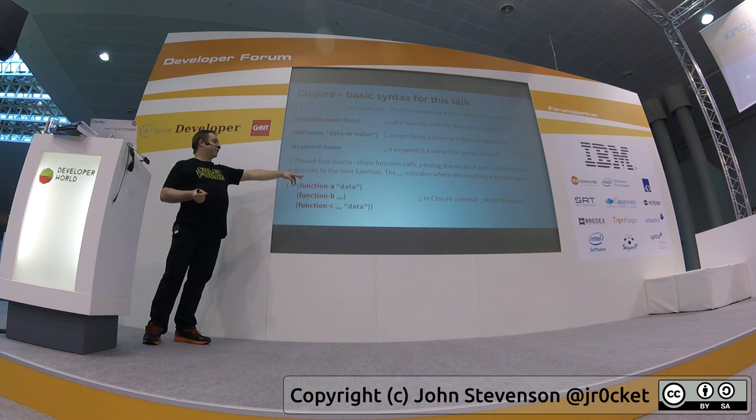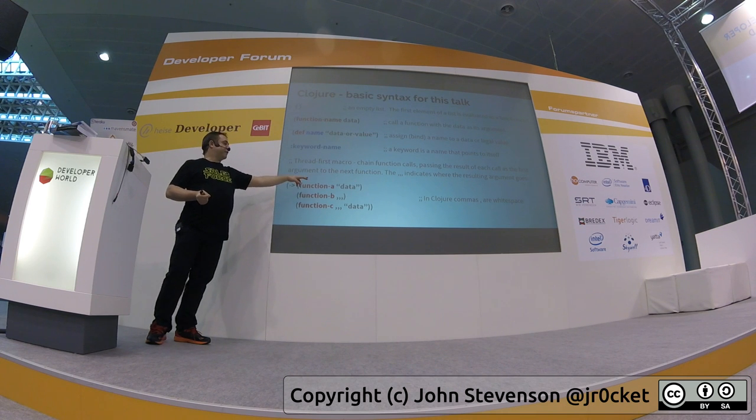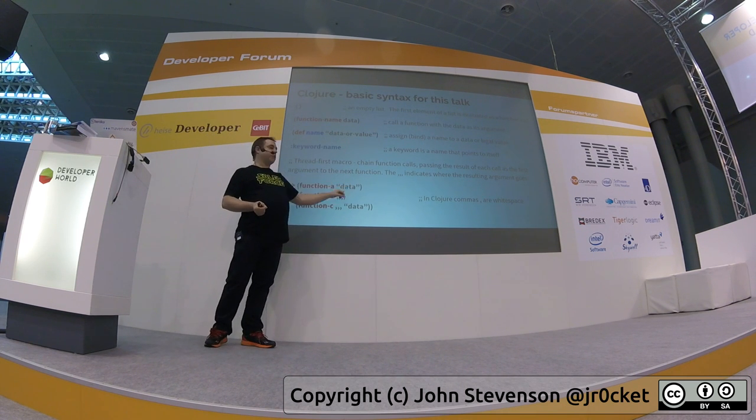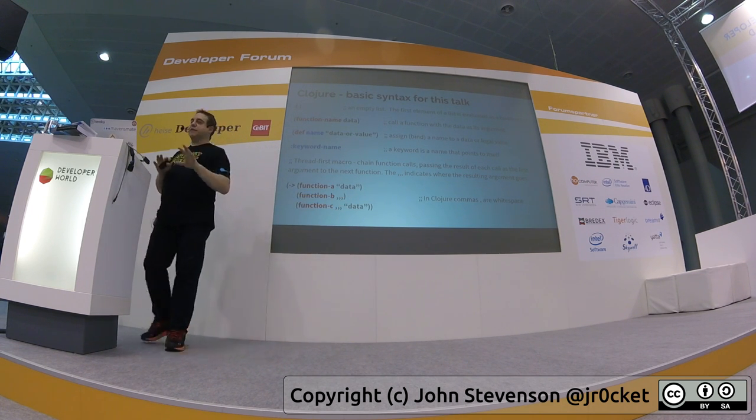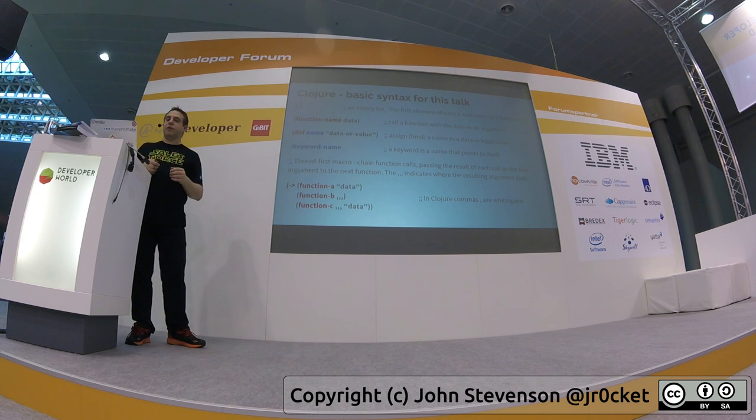So if I call one function using this arrow symbol, then it will basically pass the result of this first function call as an argument to the second function call, and the second one will pass it to the third one. So that's all the kind of Clojure syntax I'm going to go into in this talk. So if you kind of understand that, then it should be good.